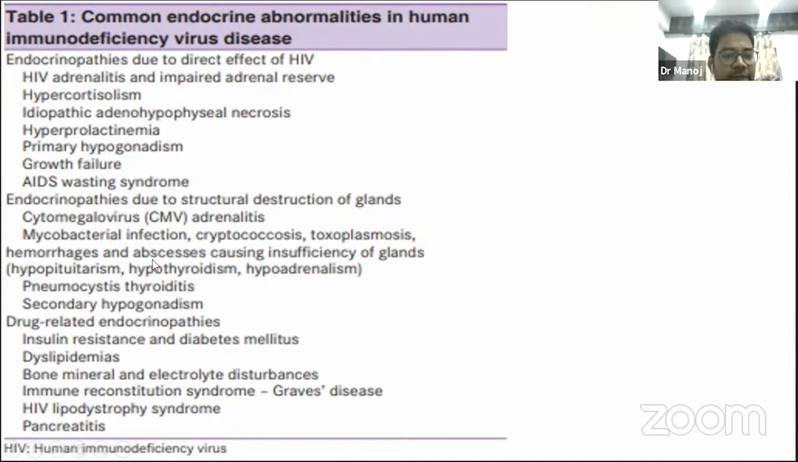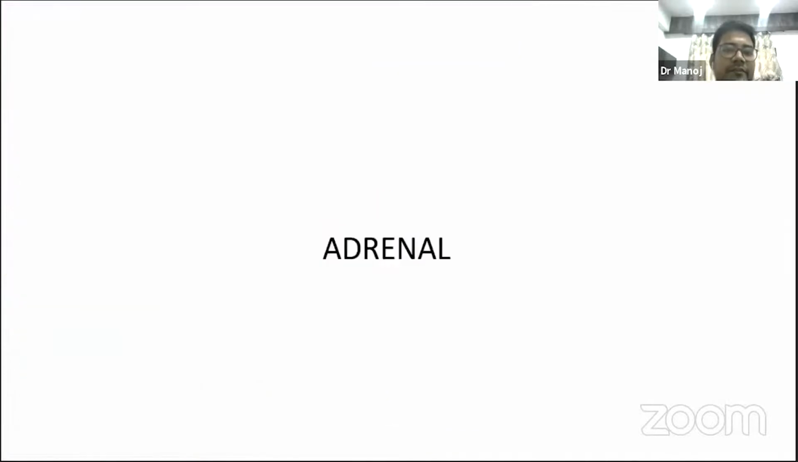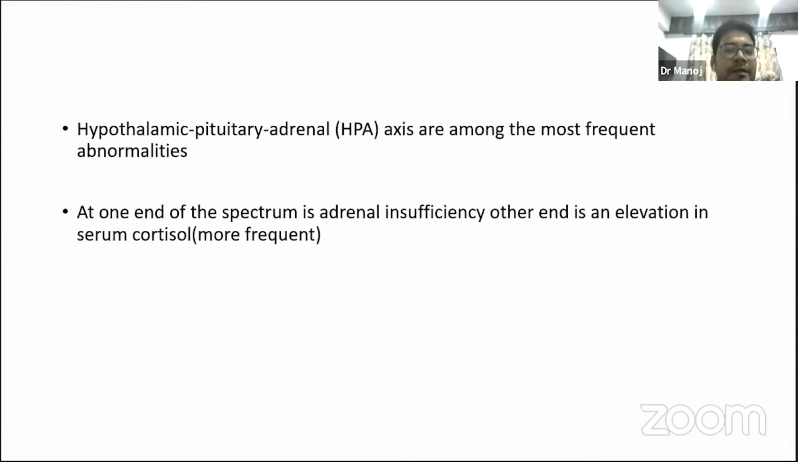There could be hemorrhage or abscess in the affected gland. There could be endocrinopathy because of the drugs which are commonly used for the treatment of HIV. So we will see the various glands which are involved by HIV infection. We first see the adrenal gland. The hypothalamic-pituitary-adrenal axis is the most frequently involved abnormality. It is a spectrum.